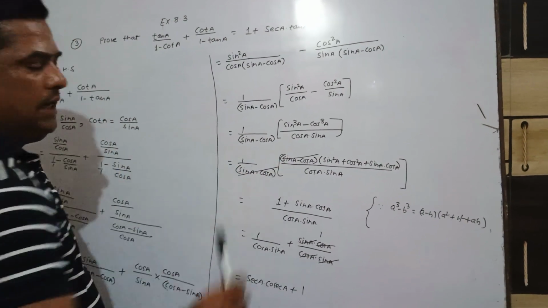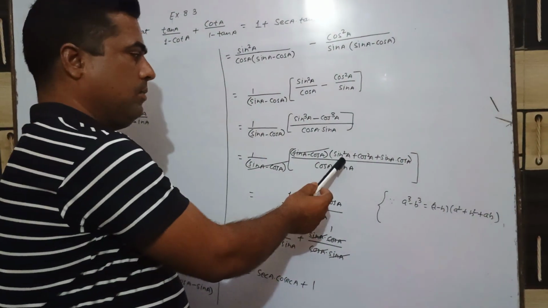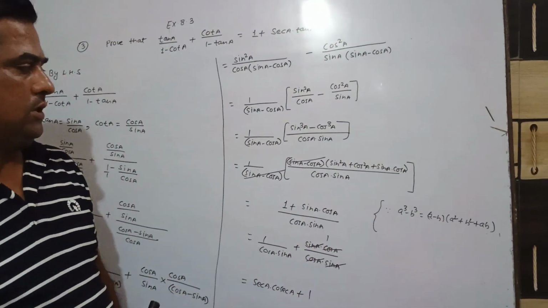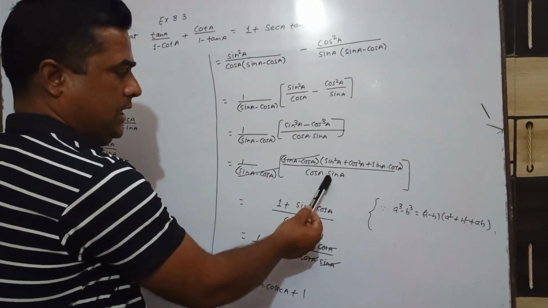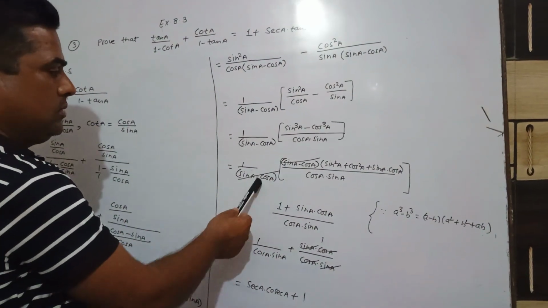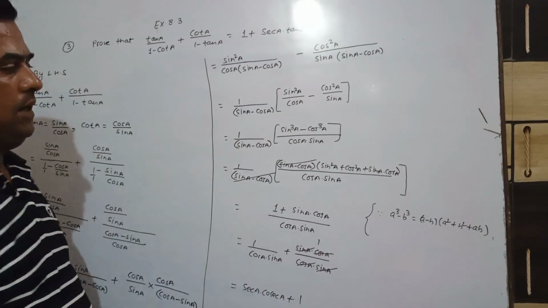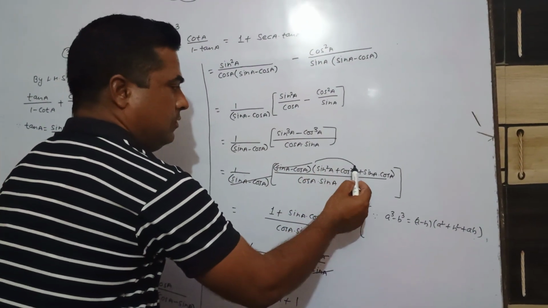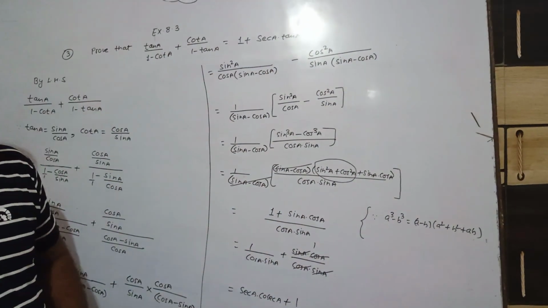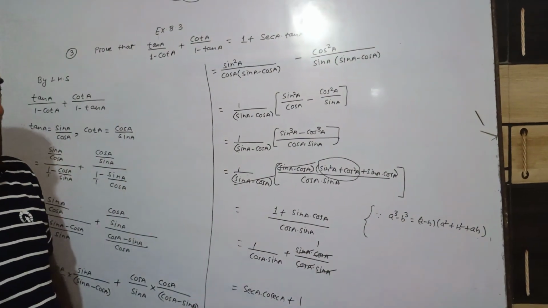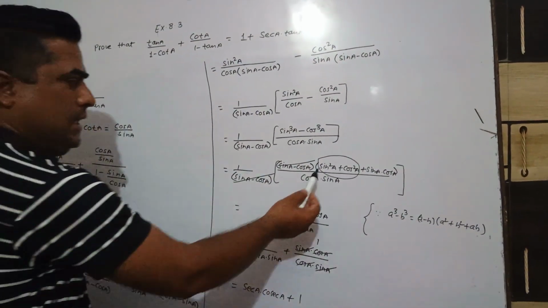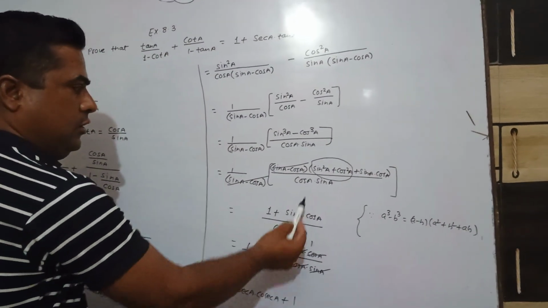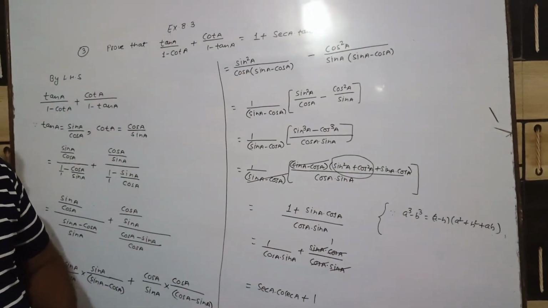A minus B means sin A minus cos A. In the second bracket, sin square A plus cos square A plus sin A into cos A. In the denominator, cos A into sin A. Now these two terms are the same, sin A minus cos A and sin A minus cos A cancel out. The value of sin square A plus cos square A, this is 1. This is the identity you know very well. So this is 1 plus sin A into cos A. In the denominator, we will write cos A into sin A.